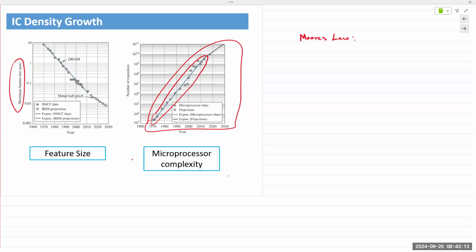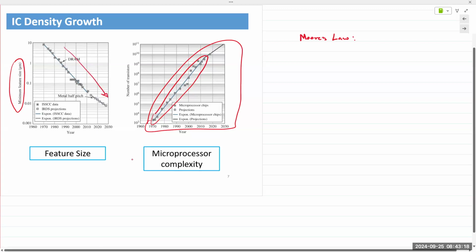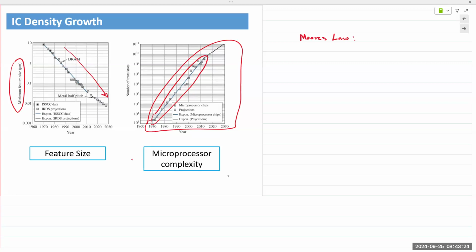So feature size refers to the smallest features that are on a microchip. And you can see the feature sizes have been going down. They're getting smaller and smaller and smaller. And that is the reason why we can fit more transistors every single year in the same space. Okay, the number of transistors keep doubling because the feature size keeps shrinking.